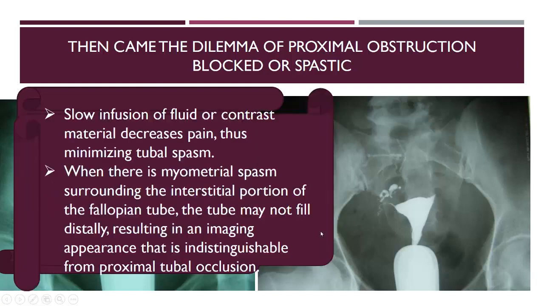Slow infusion of fluid or contrast material decreases pain, thus minimizing tubal spasm. When there is myometrial spasm surrounding the interstitial portion of the fallopian tube, the tube may not fill distally, resulting in an imaging appearance that is indistinguishable from proximal tubal occlusion.